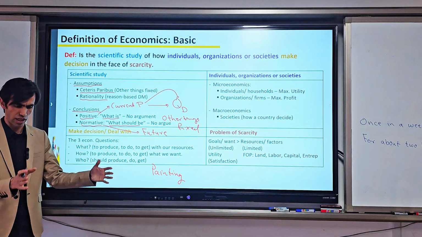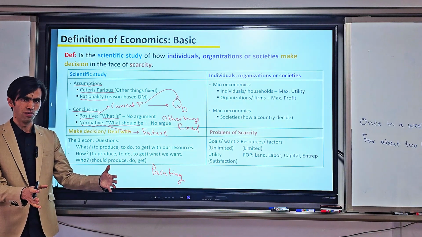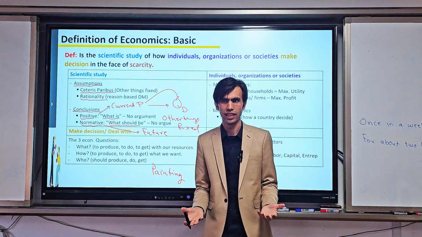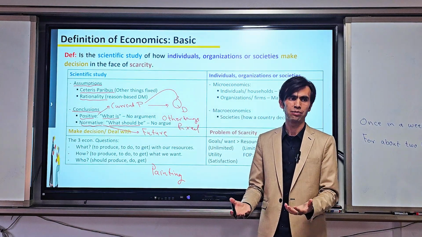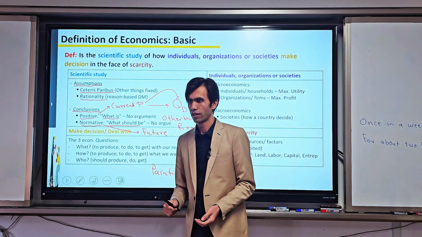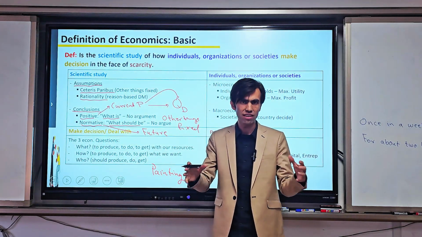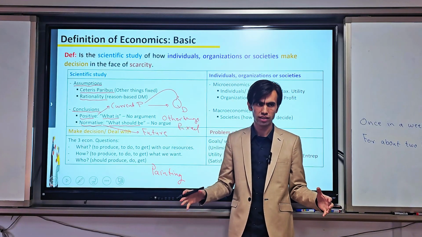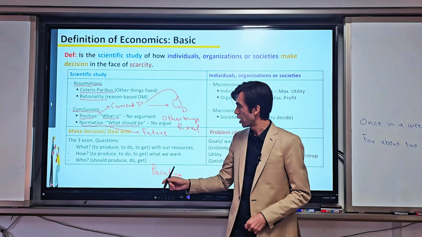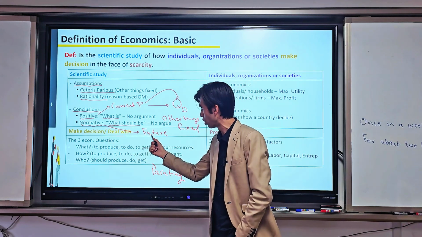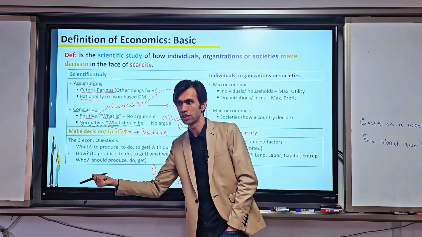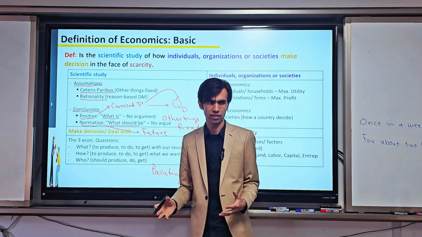What should be? For example, now we have very high pollution in developed countries. This is what it is. We evaluate the current level of environmental pollution in advanced countries. But in normative economics, we say what should be in the future to have better environmental protection.